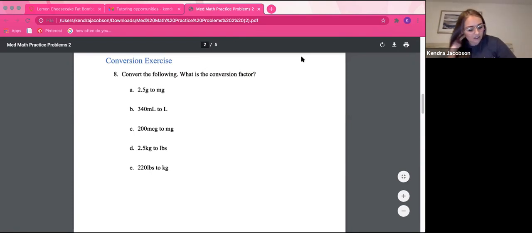So does someone want to try? Well, okay. I can tell you guys what the conversion factor is for this next one, and does someone want to try calculating it? Okay. So you're going to have the 200 micrograms to milligrams. There are going to be 1,000 micrograms in 1 milligram. Does someone want to try calculating that one out?